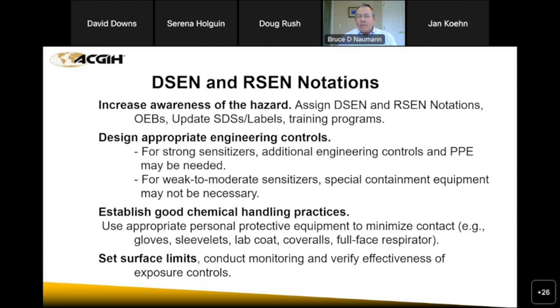For weak to moderate sensitizers, you have to make a judgment as to whether you have to go that far, and the surface limit is designed to help there. And just reinforcing good chemical handling practices might be sufficient. So if we have either of these, we want to set surface limits if we can, if the data are available to allow you to do that.